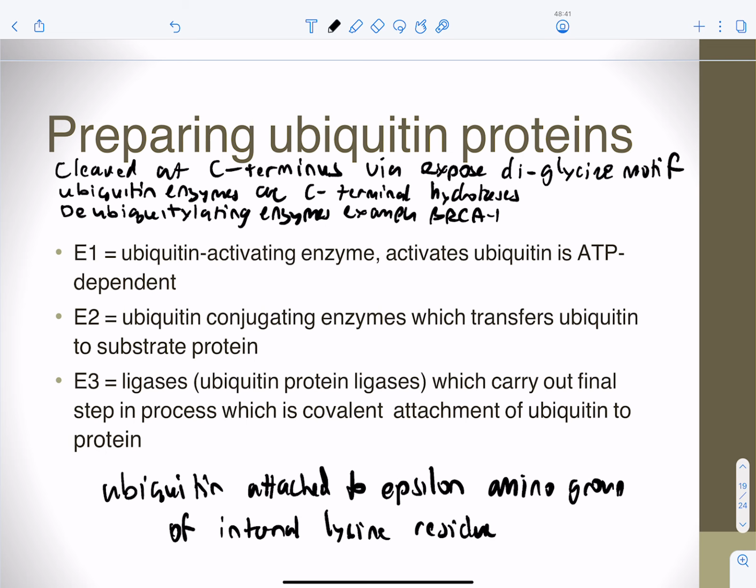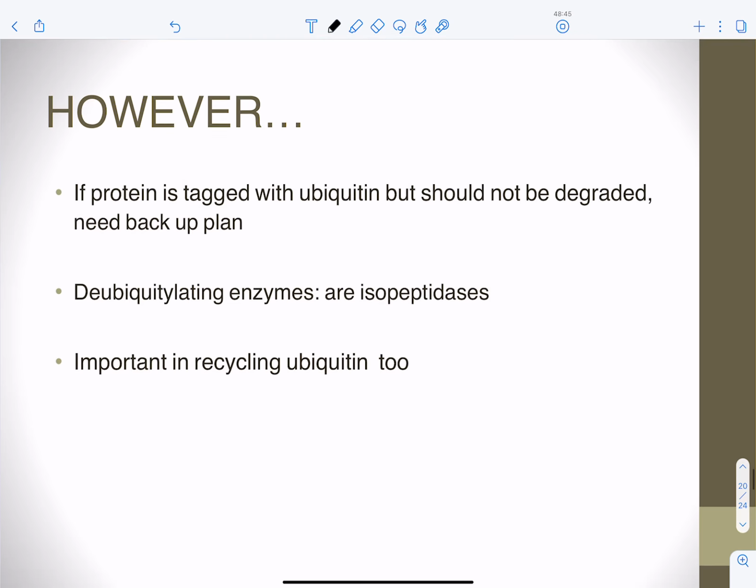And a protein can have many ubiquitin attached to it. However, as I said before, a protein tagged with ubiquitin may not be degraded, and so these deubiquitinating enzymes are called isopeptidases, and they are important in removing ubiquitin and also recycling ubiquitin.